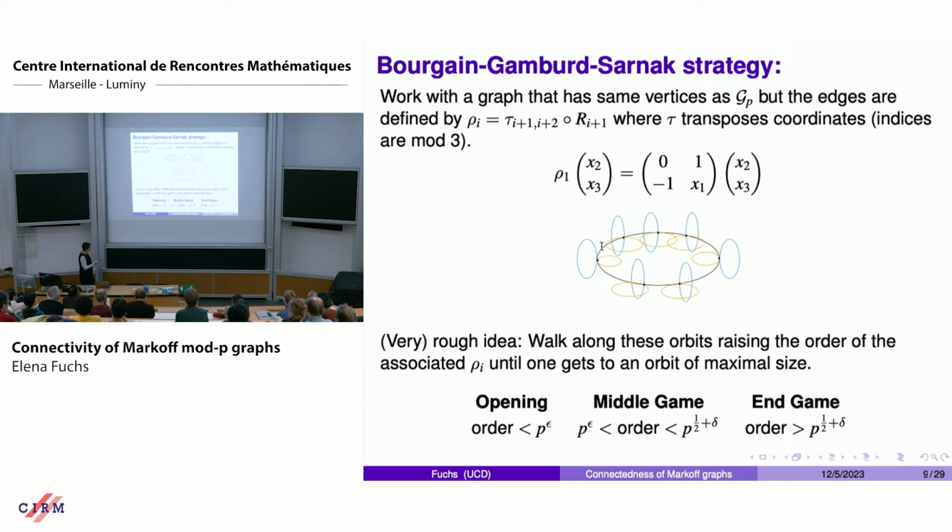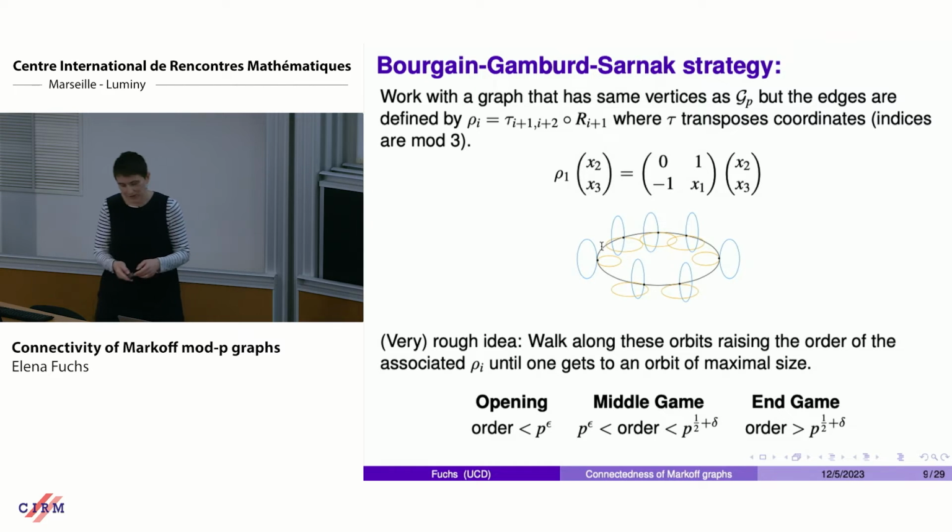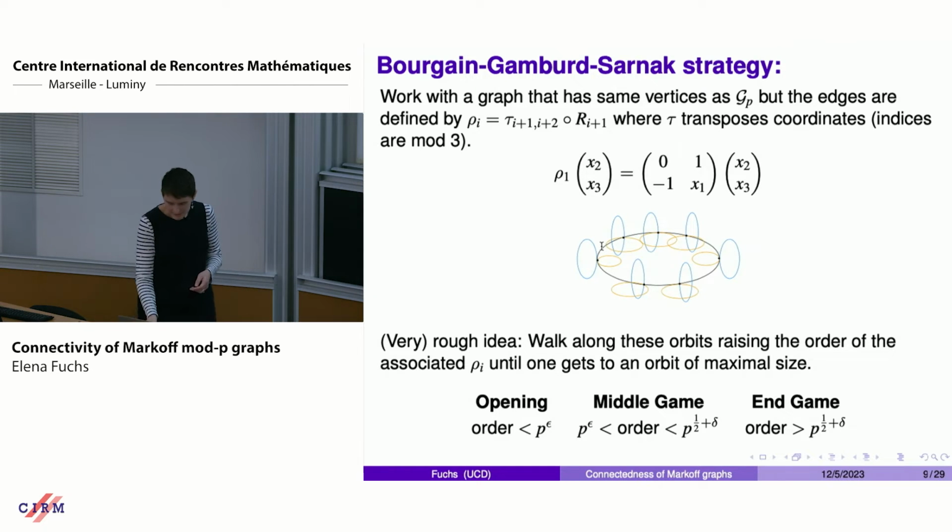Once you hit the end game, where your order is quite large, you can actually go directly from your orbit to something of maximal order. You don't have to keep walking up, up, up. You just go straight to a maximal order guy within your orbit. Then you have this opening, which there's nothing to do here as far as this walking thing goes. But I'll say how they handle that once I give more details.